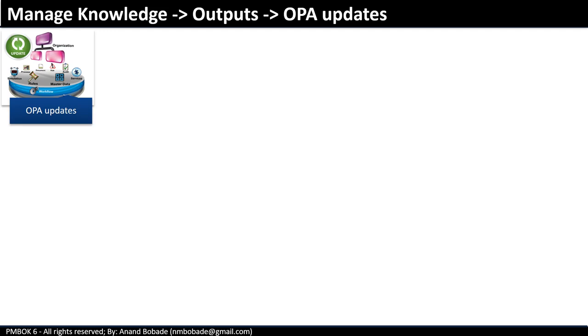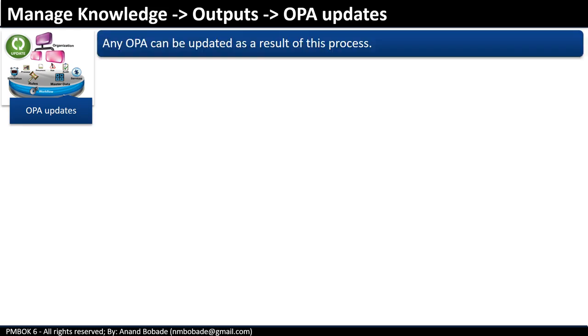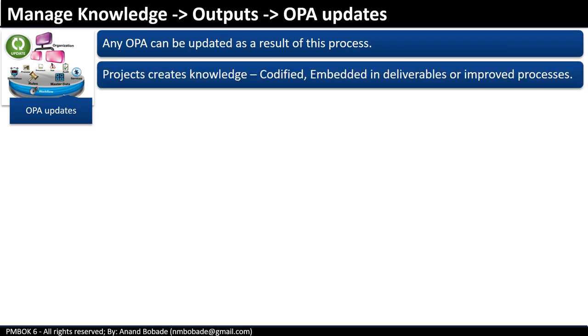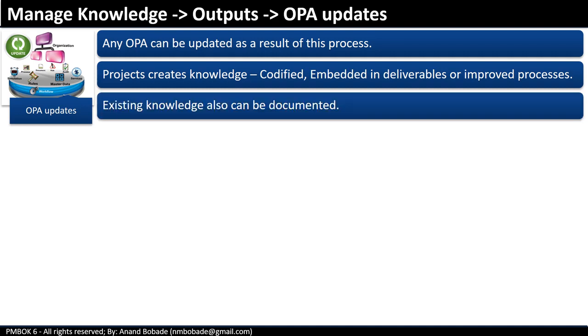Organizational process asset update. Any OPA can be updated as a result of this process. All projects create new knowledge. It can be codified in the form of a lessons learned document, embedded in deliverables, or in improved processes. Existing knowledge can also be documented.